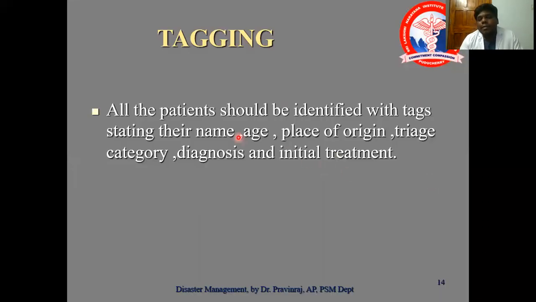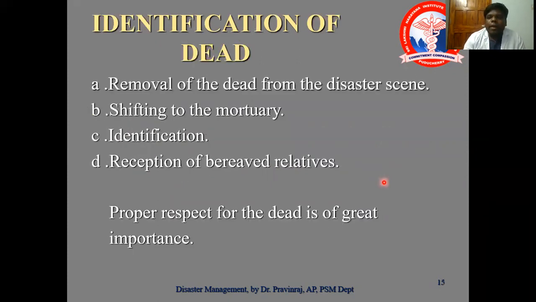The next thing is tagging. All the patients should be identified with tags stating their name, age, place of origin, triage category, diagnosis, and initial treatment. So everything should be written and tagging should be done. Then this is a very important point: identification of dead bodies, because we have to stop cross contamination or further contamination of that disaster.